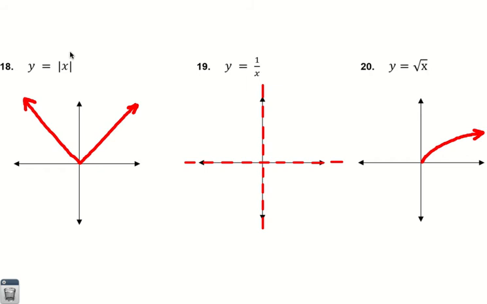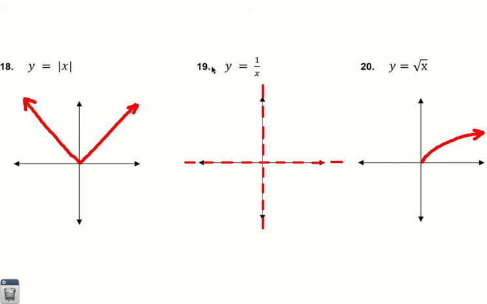And y equals the absolute value of x is a V shape that sits on the origin right here. And y equals the square root of x is this basic shape looking graph, which starts out of thin air on the origin. All right?